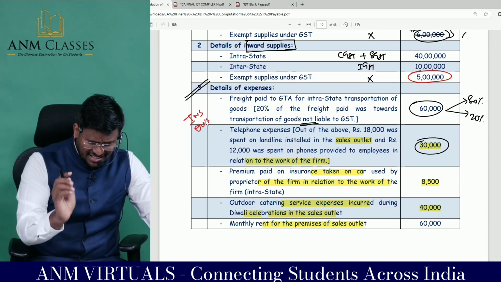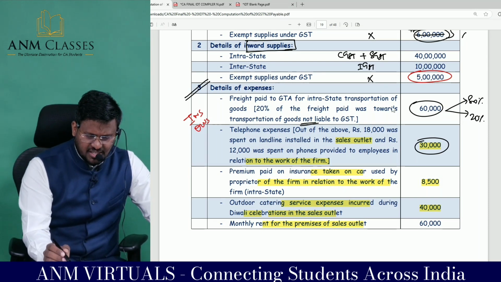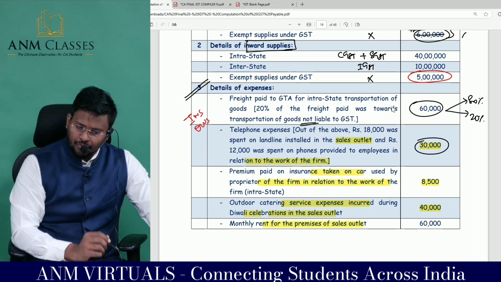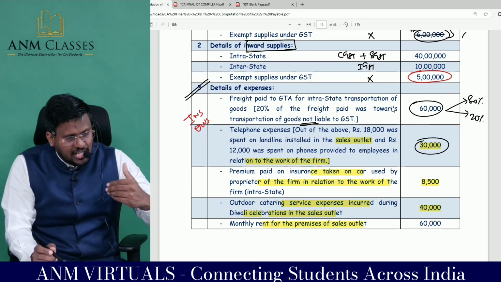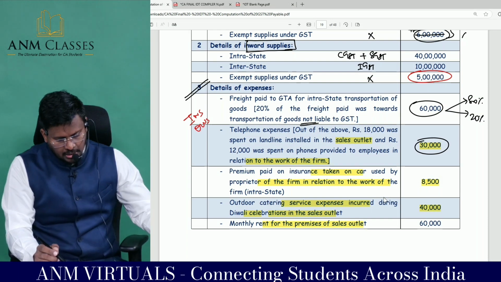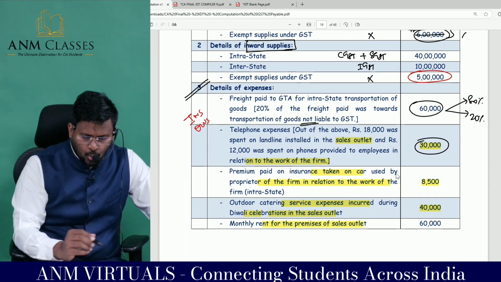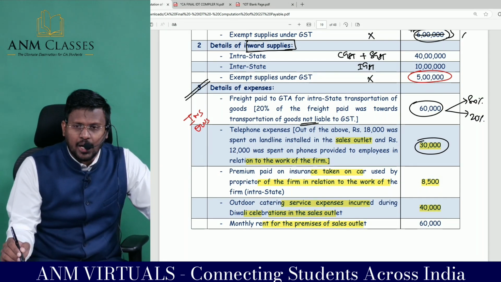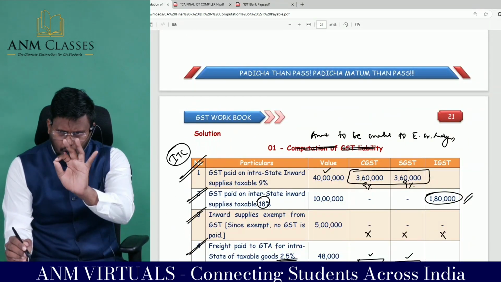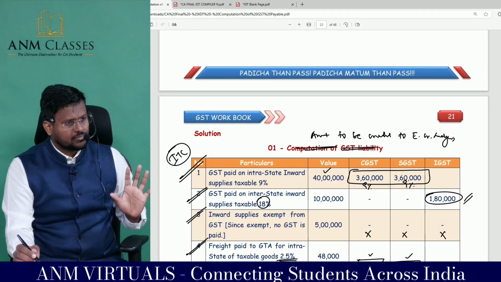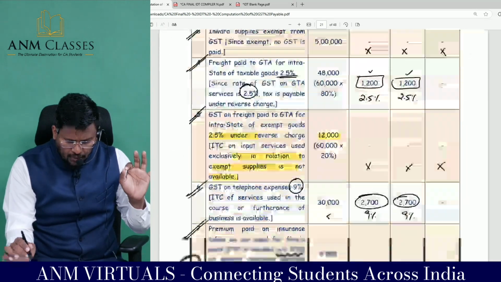Clear? They just said that in the details of expenses, what paid? Freight paid to whom? GTA. For intrastate transportation of what? Goods. 20% of the freight paid was towards transportation of goods not liable to what? So, that 20% we have put in the dustbin, there is no doubt about it. The 80% ITC only we have availed.